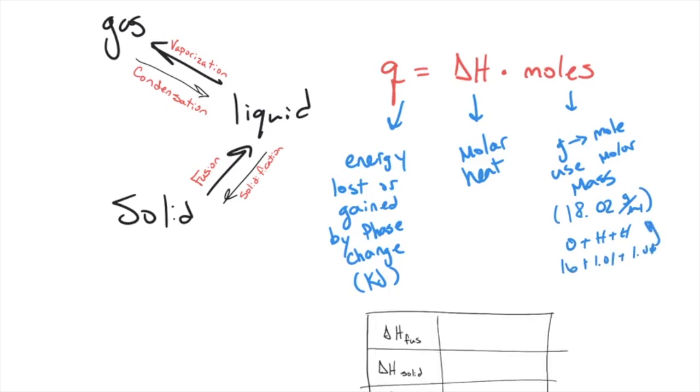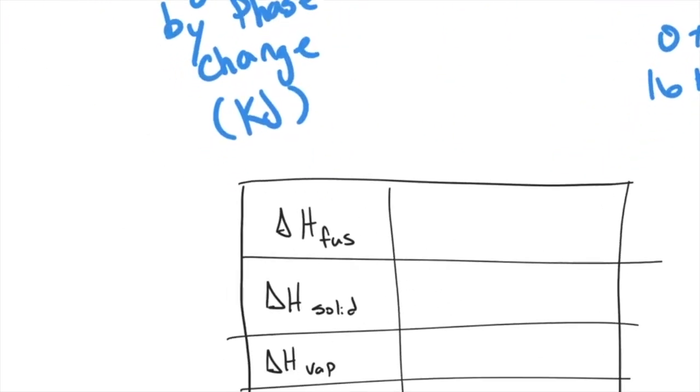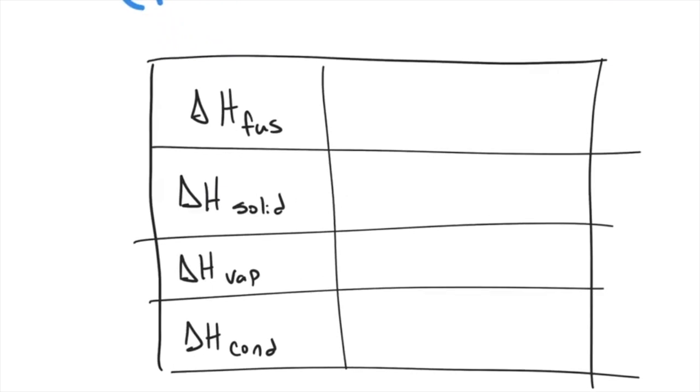Now, before I show you a practice problem, I'm going to talk about these molar heat values. These molar heat values are usually going to be given to you, but you're going to use them so often that you'll probably memorize them eventually. So let's talk about the numbers associated with these different processes. The heat of fusion, or the heat necessary to melt ice, is always 6.01 kilojoules per mole. That's how much energy per mole is absorbed to melt ice.